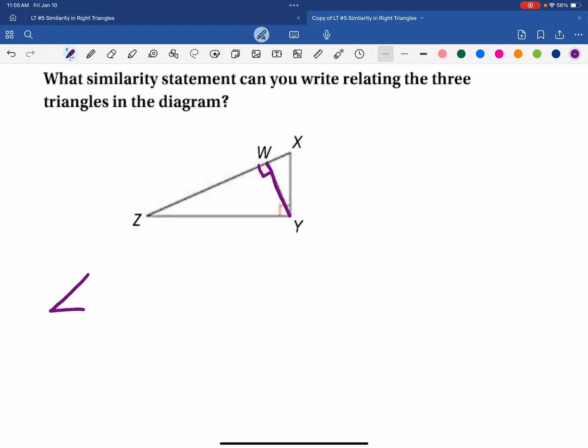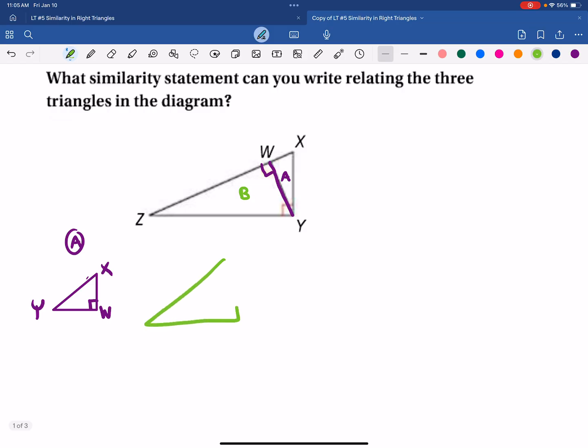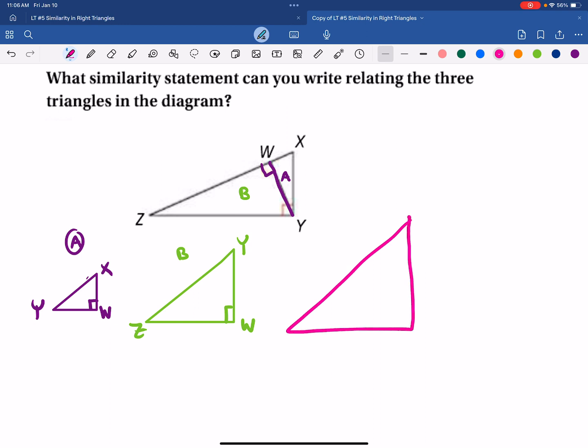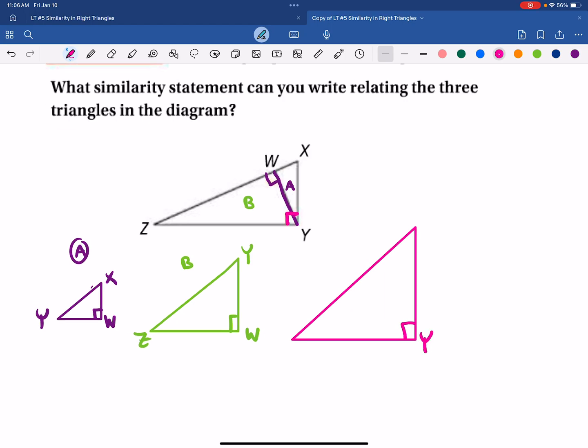So we have a small right triangle, which is here at A. That small triangle has the right angle at W, and the short leg is XW. We also get triangle B, which is a medium-sized triangle, with the right angle at W. The short leg is YW, and it extends to Z. And then we have the large right triangle, which the two smaller ones are sitting on top of, with the right angle at Y, and the short leg is XY, and it extends to Z.